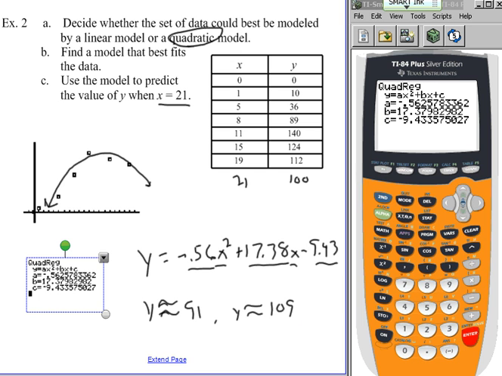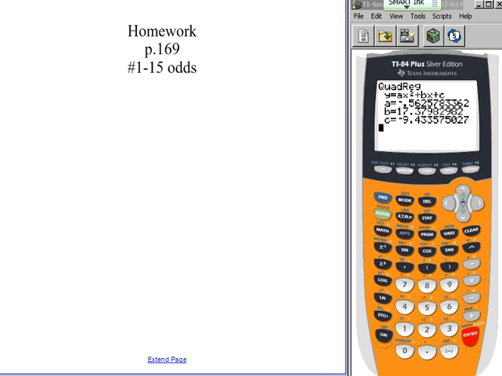Okay, so we need to practice some of this on page 169. Practice finding quadratic regressions with some data you have there, and then using those regression equations to make a prediction. All right, see what you can do on this homework on page 169.